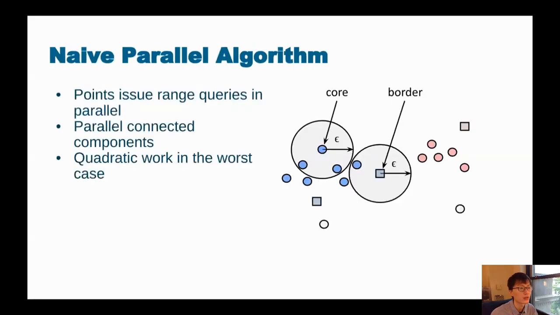Let's first imagine what a naive parallel algorithm would look like. We would imagine that points have to issue parallel range queries, and after determining the neighborhoods, they also have to perform some kind of parallel connected components algorithm. This can lead to quadratic work in the worst case because each range query issued can be linear in work.